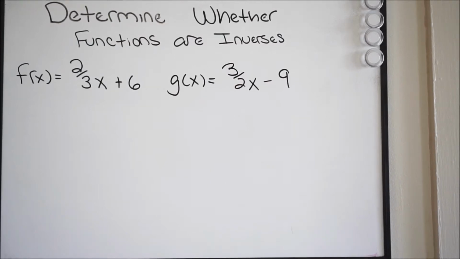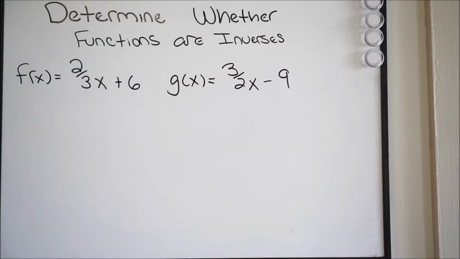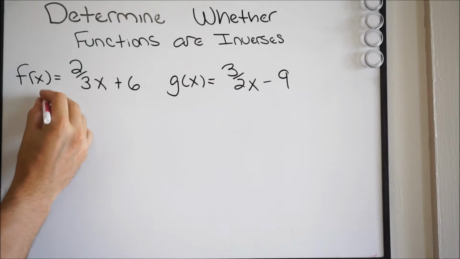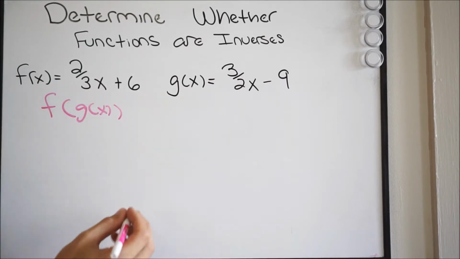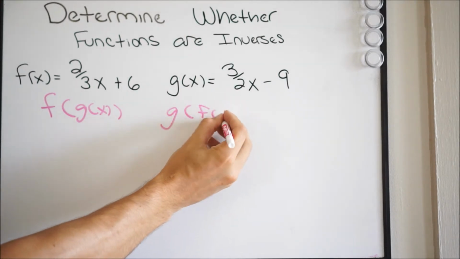Alright guys, today we're going to be talking about how you can determine whether functions are inverse of each other. This is a pretty simple process to go through. You're just going to use compositions to do this. For example, you're going to set up two compositions here. The first one's going to be f compose g of x, okay? And then you're going to have g compose f of x.